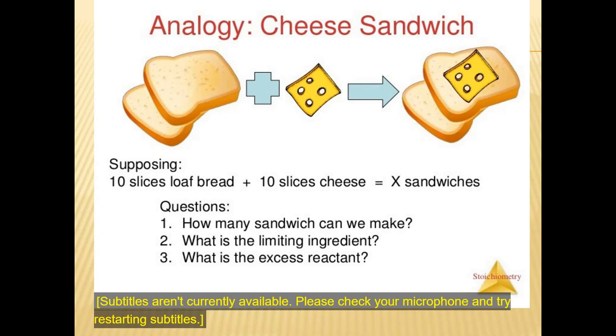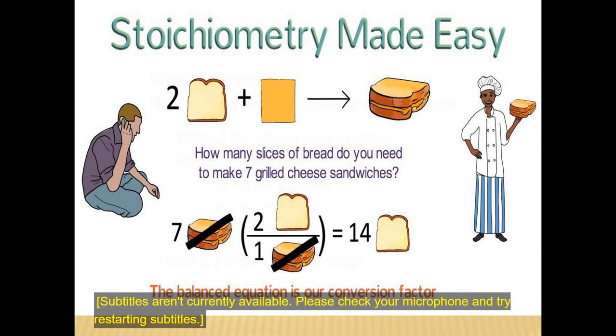Okay, so my limiting would be my cheese. My excess would be my 10 slices. Actually, sorry, backwards. Slices would be excess. Loaf would be limiting. That's what I would run out of. Okay, so really quickly, there you go. So if we wanted to make 7 grilled cheese sandwiches, we need 7 times 2 pieces of bread. That means we need 14 pieces of bread.